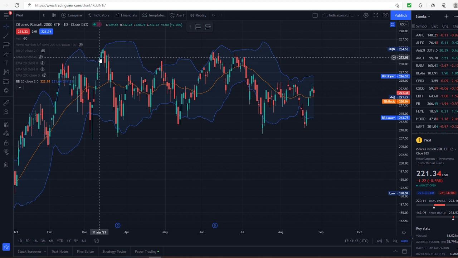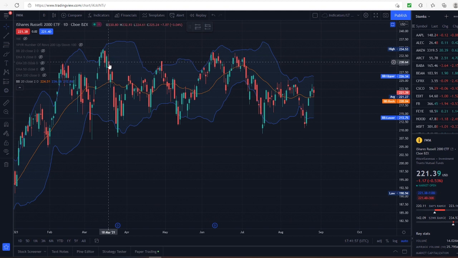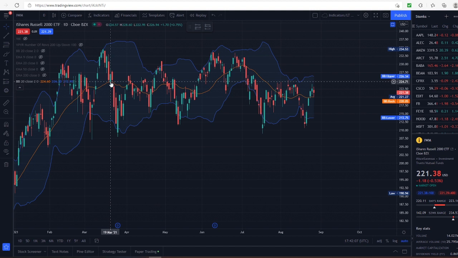IWM touches its upper Bollinger on March 11th. If you held for a couple days, you may have stopped yourself out for a loss, but if you had held for 4, 5, 6 days, you would be well into the green. It does sometimes take a few days for the momentum to switch and for retracement back to the middle Bollinger to take place. That's why I usually like to hold my positions anywhere from 1 to 6 days before exiting, while maintaining some sort of risk management with a stop loss or something of that nature.